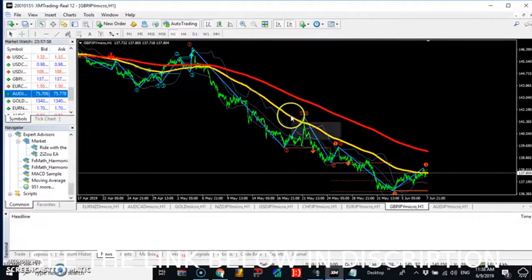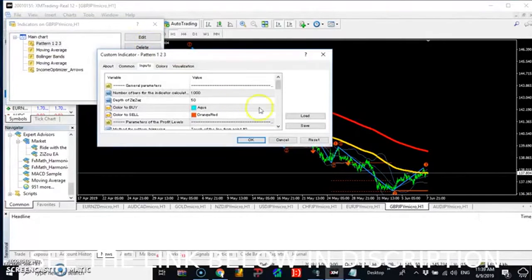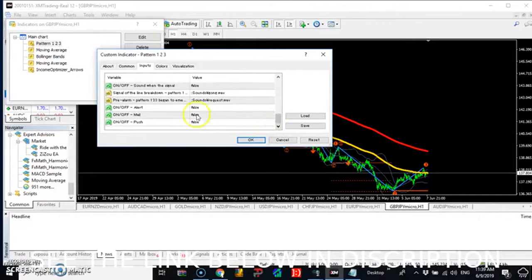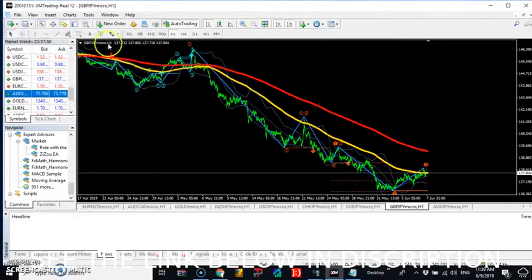The pattern 1 2 3 entry is good. It only helps you to enter along a reverse retracement. But we don't want to have too many entries. We just want one entry. That is why we went to silence the pattern 1 2 3 signal. If you can see it, pattern 1 2 3, we have silenced the signal to be false, false, false. Everything is false. We have silenced it, leaving us alone with this arrow.